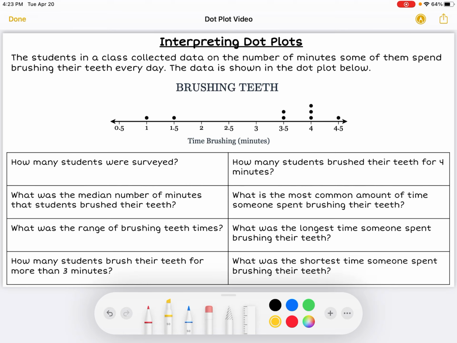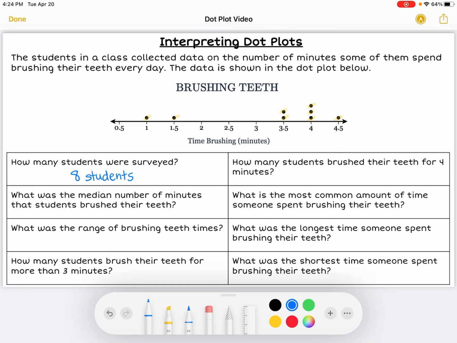So the first question asks how many students were surveyed. To answer this, I would need to count all of the dots in the dot plot because each dot represents one person who was surveyed. So I'm going to go through and count up all of my dots. I'm just going to go from left to right. 1, 2, 3, 4, 5, 6, 7, 8 dots total. So that means 8 students were surveyed. So that's how we get the total number of students. Just count up all of the dots.